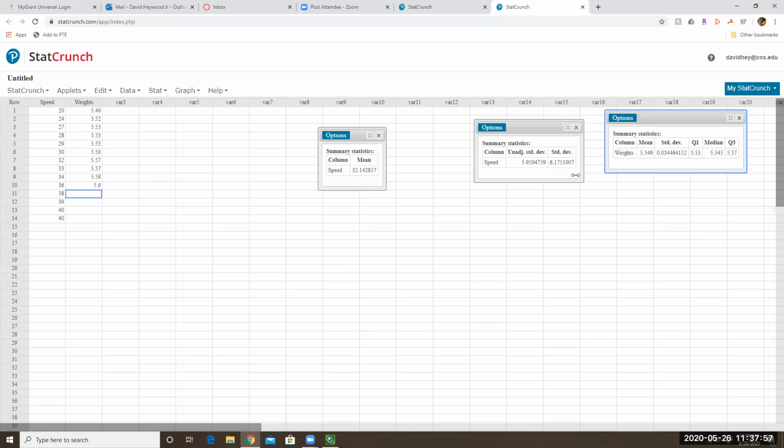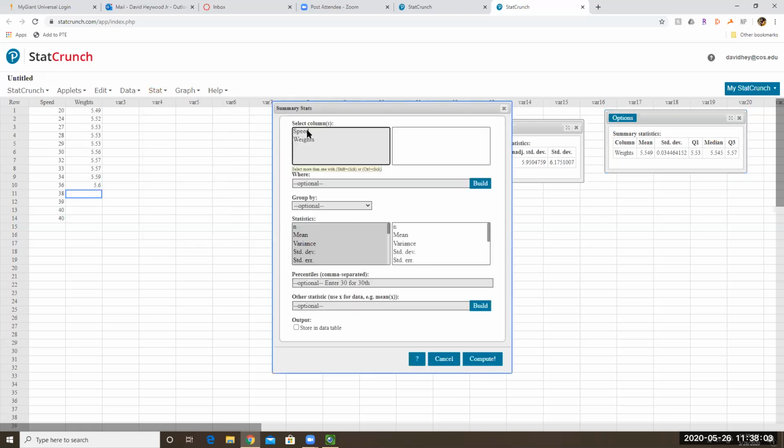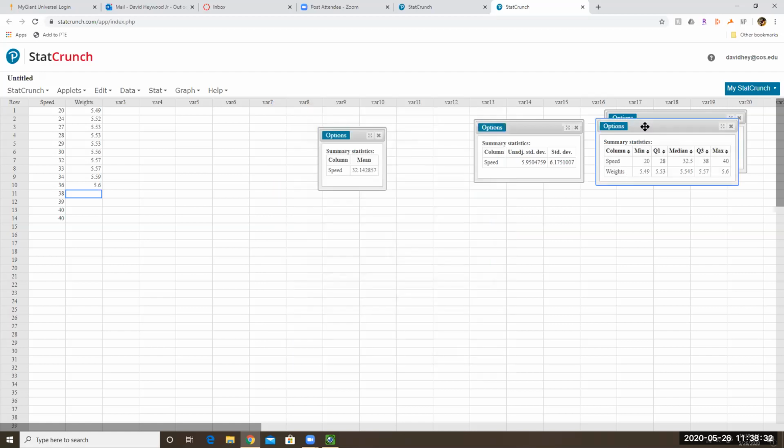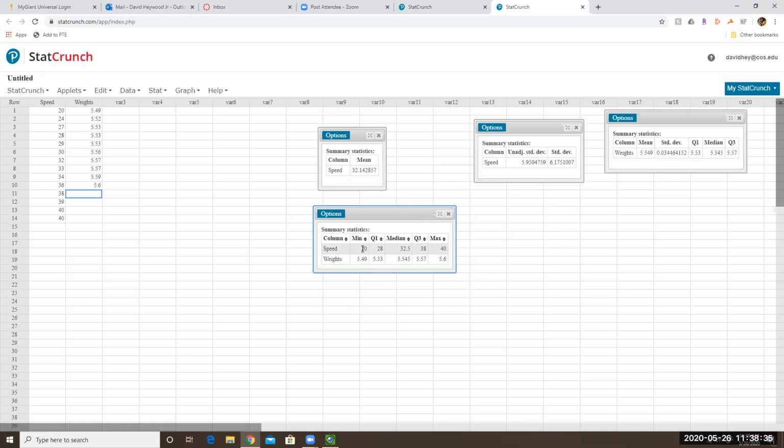Q1, Q2, Q3. So if I wanted the 5-number summary, let's say I wanted the 5-number summary for both of these things, I'm going to hold down Control and select both speed and weights. And then I'm going to get the 5-number summary. That consists of the minimum, Q1, Q2, Q3, and maximum. I'm clicking them on in order because that's the way they're displayed in this box, and that's also the way they'll be displayed when you hit enter. So then they give us the 5-number summary for each of these things.